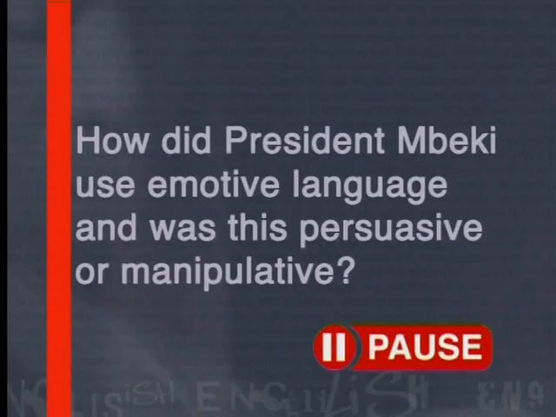How did President Mbeki use emotive language, and was this persuasive or manipulative? That speech really makes me proud to be South African and proud of our constitution. So I would say it was persuasive rather than manipulative. Of course, someone who did not agree with Mbeki or the ideas he expressed may argue that the speech was manipulative. Were you able to figure out how emotive language was used in that speech?